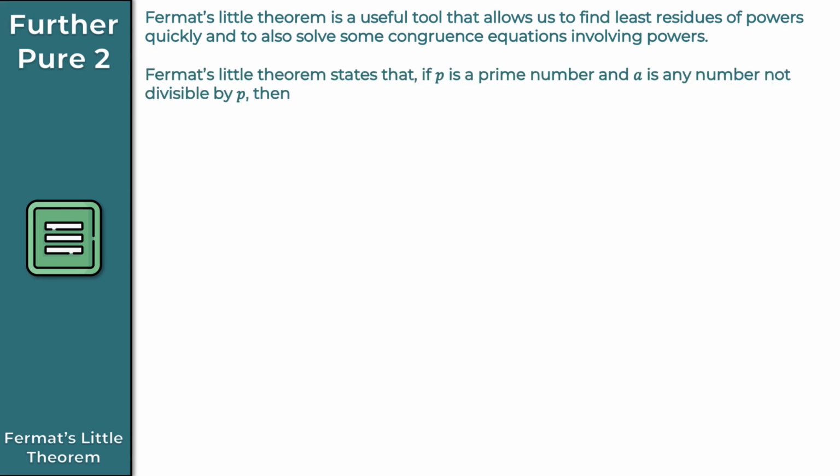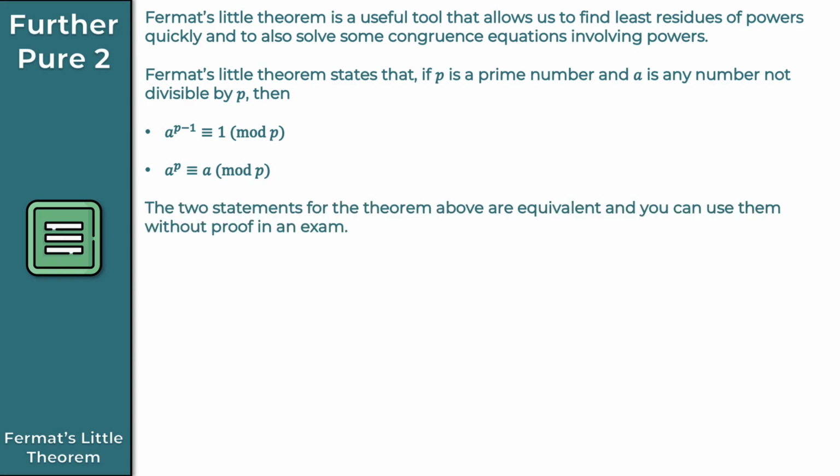Fermat's little theorem states that if p is a prime number and a is any number not divisible by p, then a to the power of p minus 1 is congruent to 1 mod p, and also a to the power of p is congruent to a mod p. The two statements of the theorem are equivalent, and you can use them without proof in an exam.